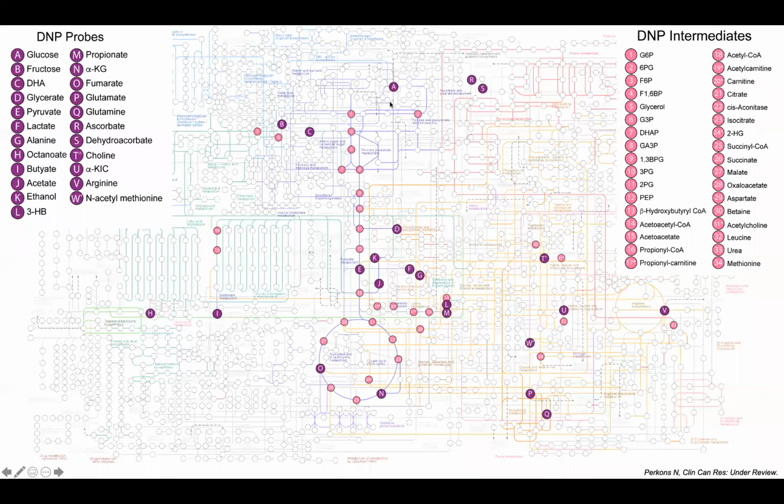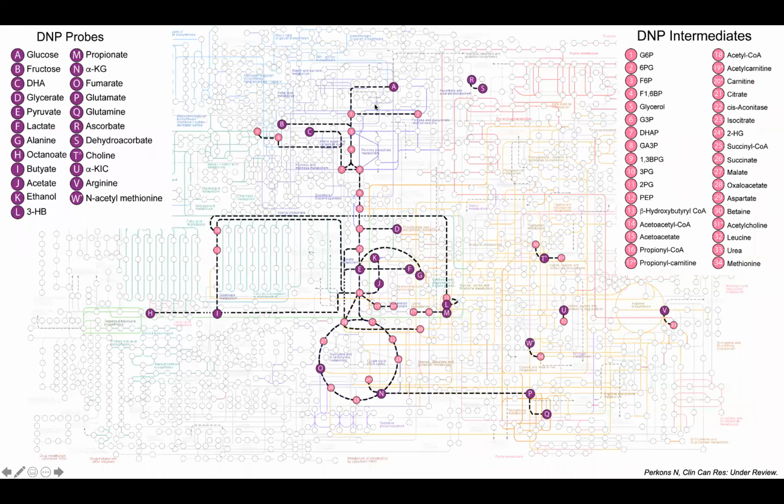And what's powerful about this technique is the relative transition between the purple and pink nodes tells you about the enzymes that are connecting them, which I've represented with these dashed black lines. So what I'm trying to get at here is that with this technique, we could look at the activity of different enzymes based on the relative interconversion of the purple and pink dots.